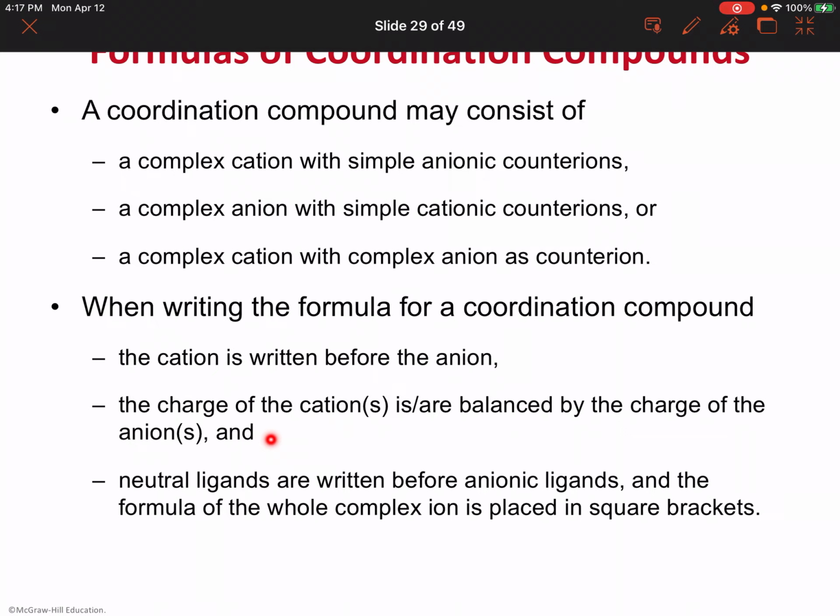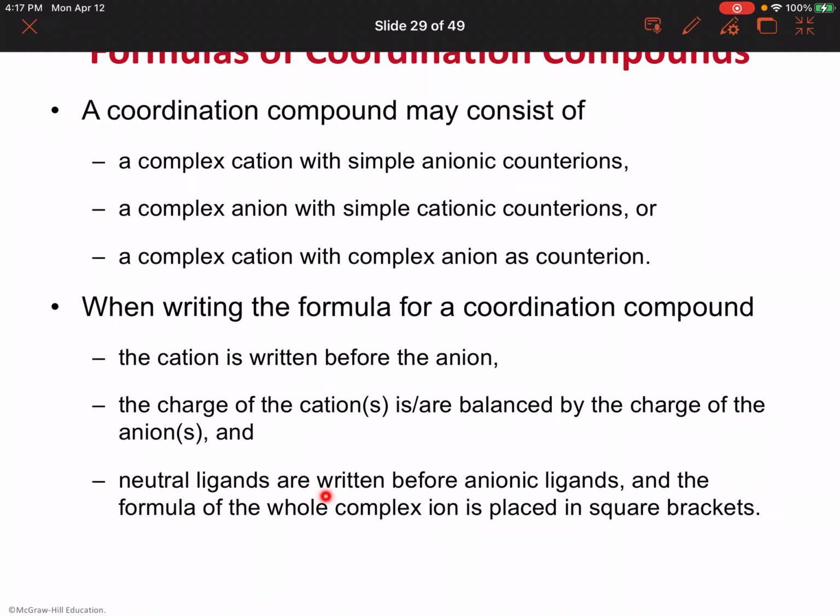Sodium is +1, chloride is -1, so the charges need to be balanced. Like if you take magnesium chloride, magnesium is +2, and chloride is -1, so you need two chlorides to get -2. So we have to balance it.